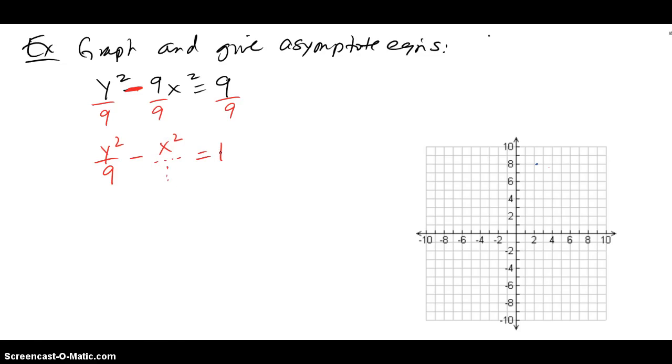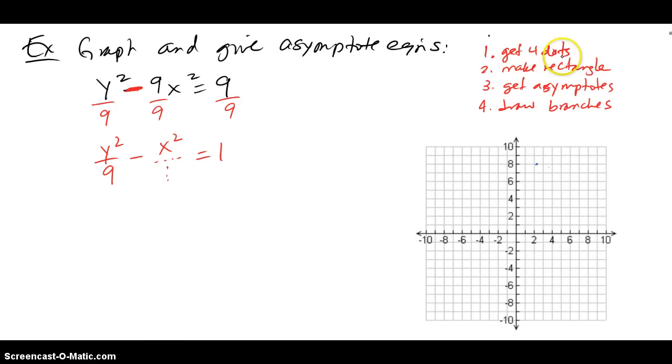And we're going to go find the pieces in order. We're going to get the 4 dots, then make the rectangle, then get the asymptotes through the corners and the center, and then draw the branches of the hyperbola. So this tells me I go 3, since it's in the y direction, up and down from the center 0, 0. And this tells me I go 1 left and right because it's under the x and the x direction. So let's go get the 4.